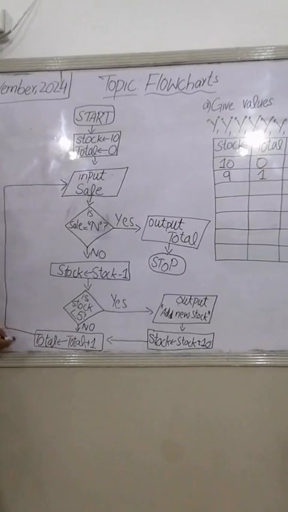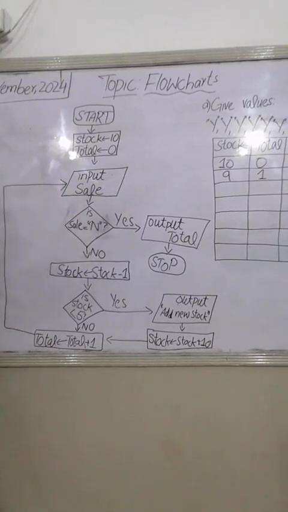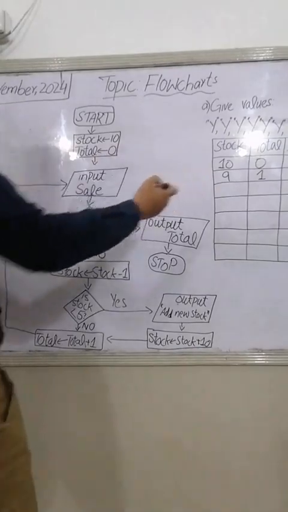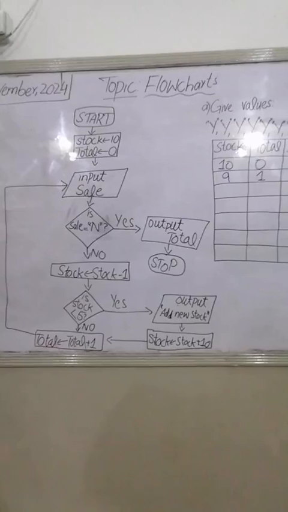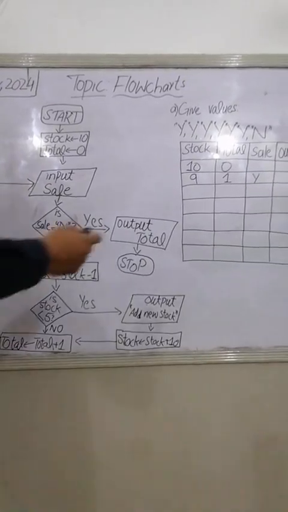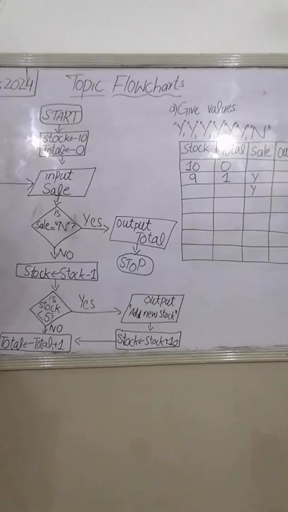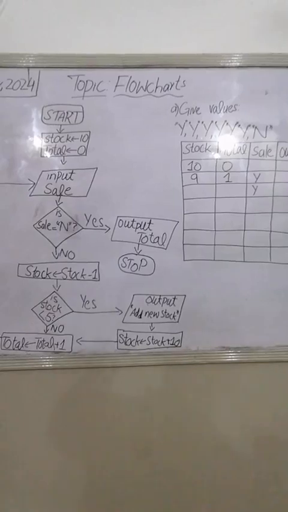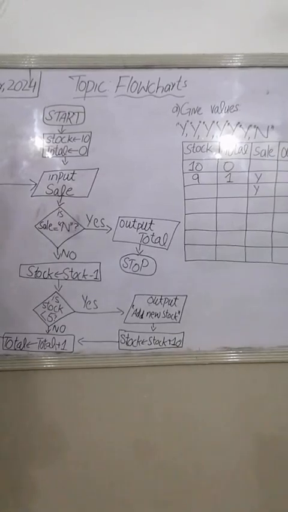Now from the last step we'll move upwards, and here again we are on input sale. So the value given by the examiner for input sale, that is y. We will write y here, right? And what was the value of stock and total? So in stock we have 9, and in total we have 1. So when we move according to our flow chart, is sale equal to n? No, sale is equal to y. So we'll move towards the no side, and again we have stock minus 1.